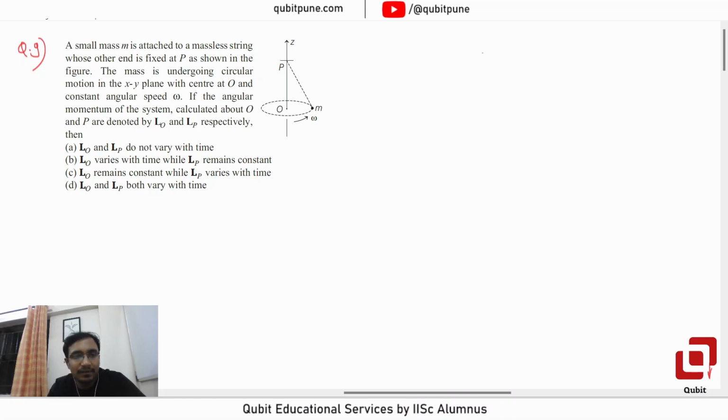L_O bar varies while L_P remains constant. L_O remains constant while L_P varies with time. Both vary with time.